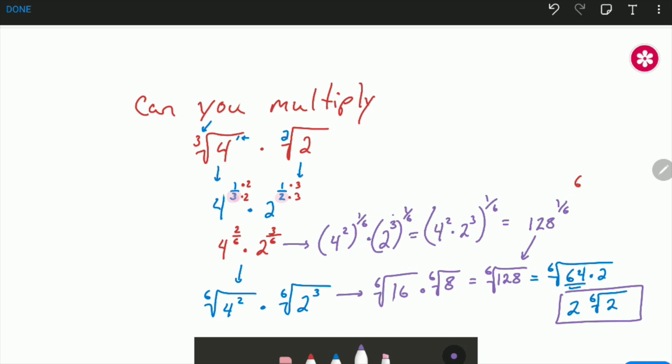So there's a number of approaches that you can take with this, but the point is you can actually multiply radicals if they don't have the same index. It just becomes a lot more complicated.